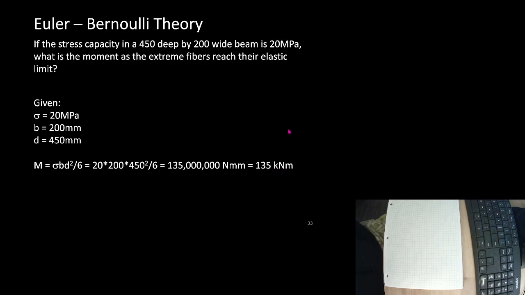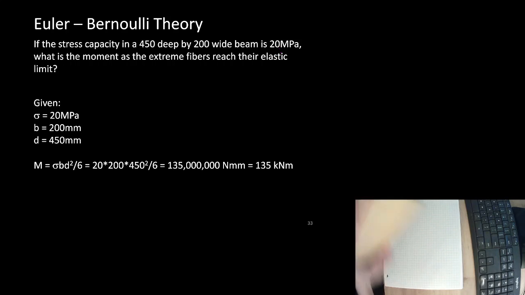So the maximum moment we would want this beam to see would be 135 kilonewton meters. If we went over 135, we'd go over this stress profile. And if we go over this stress, we've been told that this is the limit as it reaches at its extreme fibers and the elastic limit. So if we go over that, our member fails. If this was a brittle material, that's the end of it. If we go over this, the top of that beam fails.